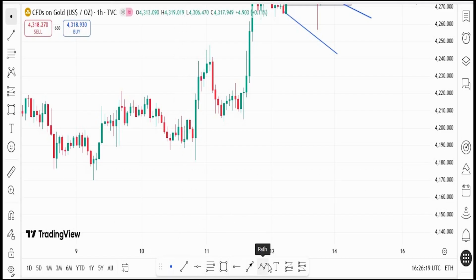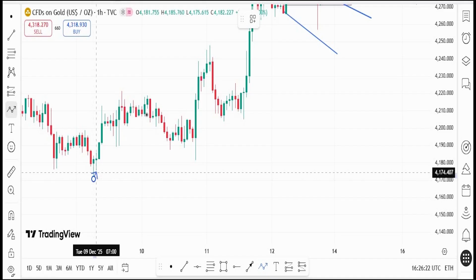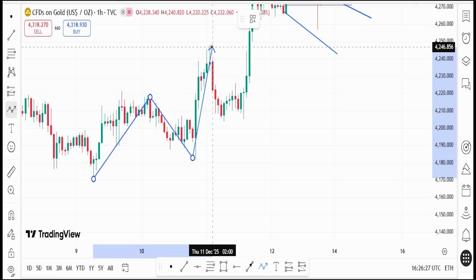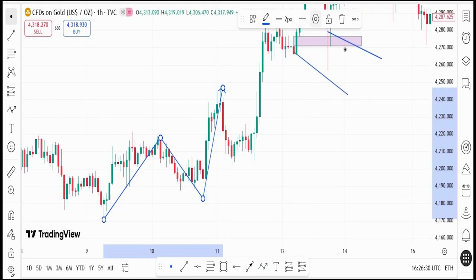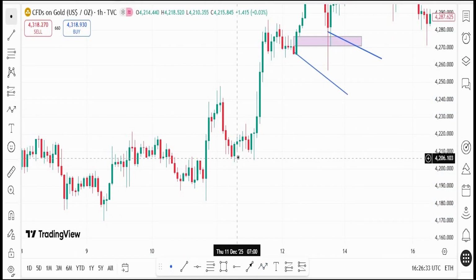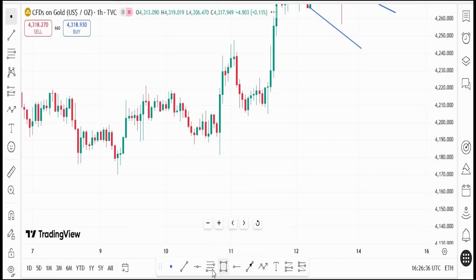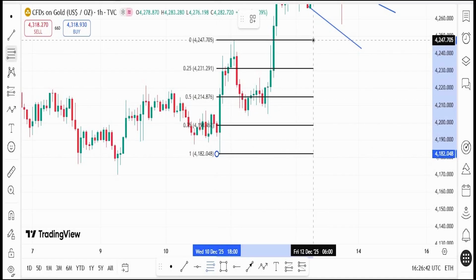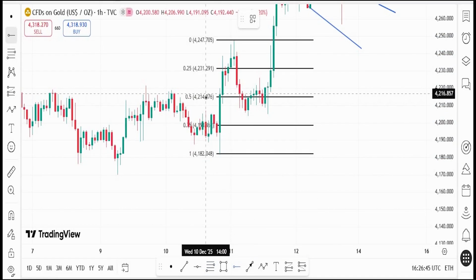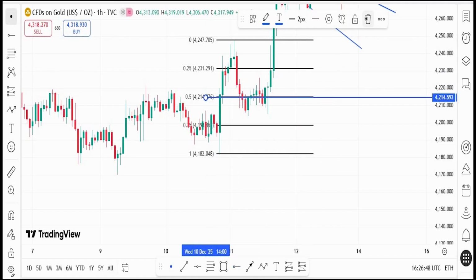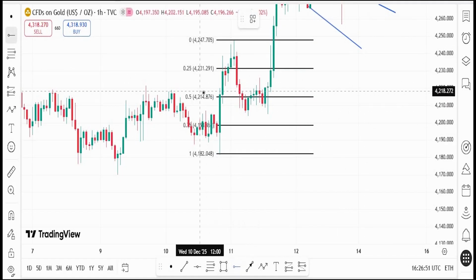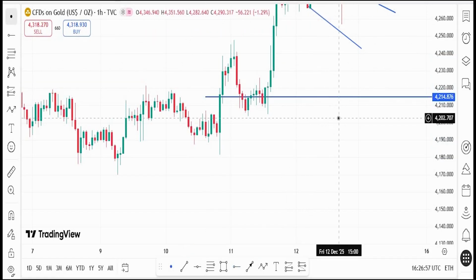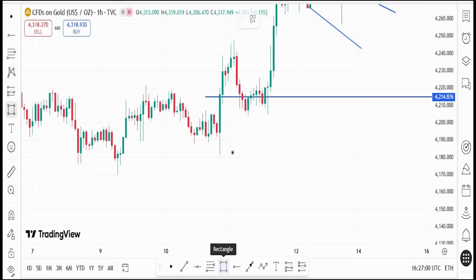So again, I'm starting it from the trend, marking higher high, lower high, higher high, and again it is a lower high. Now measure the move. This is the 50% area of the wave, and we are clearly below the 50%. So we are at discount area in the uptrend.